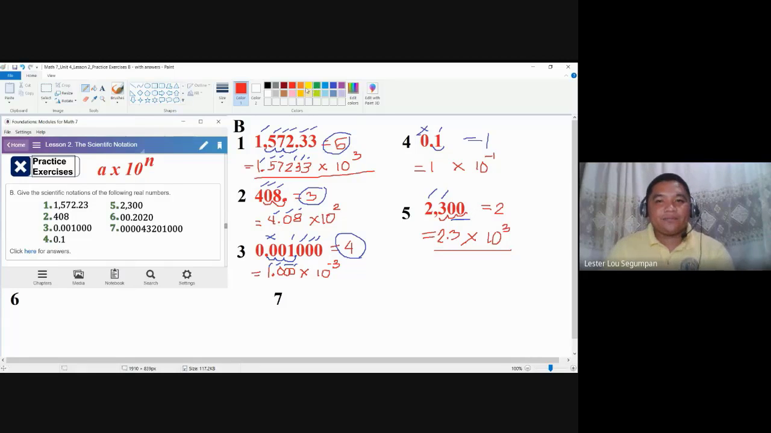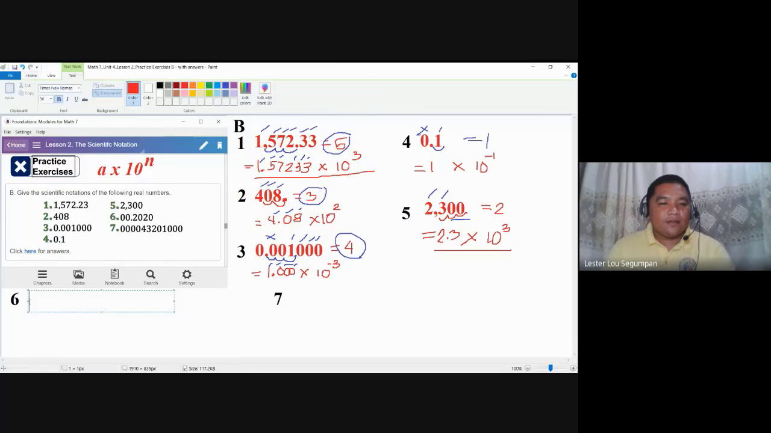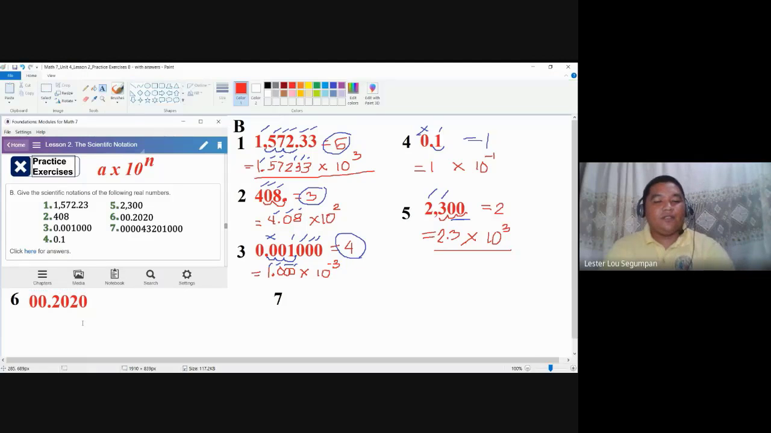Number 6 is 00.2020. I mentioned in your previous practice exercise that the leading zeros will not be counted significant, but the trailing zeros here will be. So it has 1, 2, 3, 4 significant figures. And then we will move the decimal point only once.